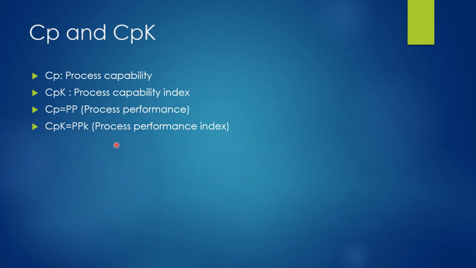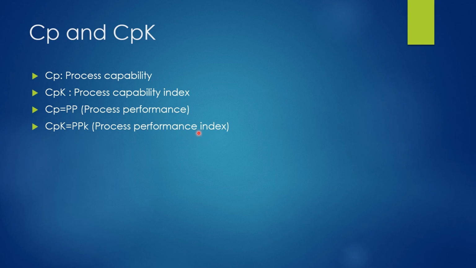So let us see the Cp and CpK values. So Cp, what does that mean? Cp is process capability and CpK is process capability index. Cp is also called PP, that is process performance, and CpK can also be called PPK, that is process performance index.